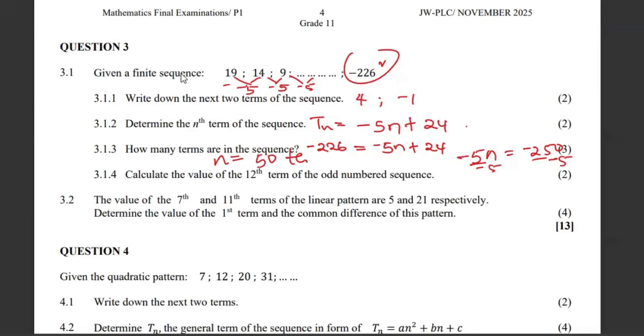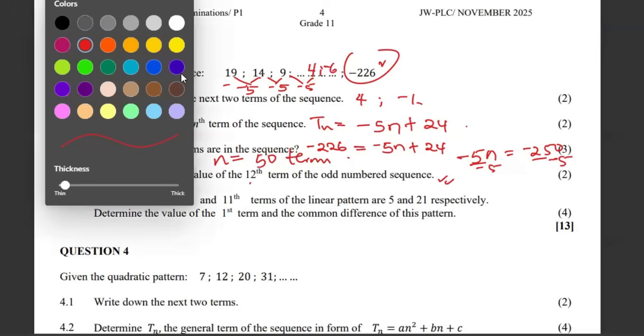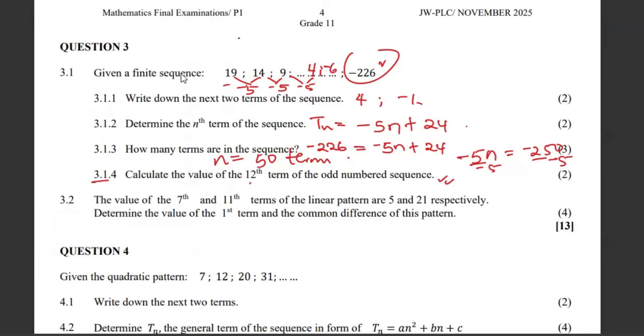And then 3.1.4, calculate the value of the 12th term of the odd numbered terms. So if I look at the odd numbers, because we say there's going to be a 4 here, and then from 4 to negative 6. Okay, so looking at the odd numbered terms, it's a 14, a 4, negative 6. So we are basically subtracting 10.